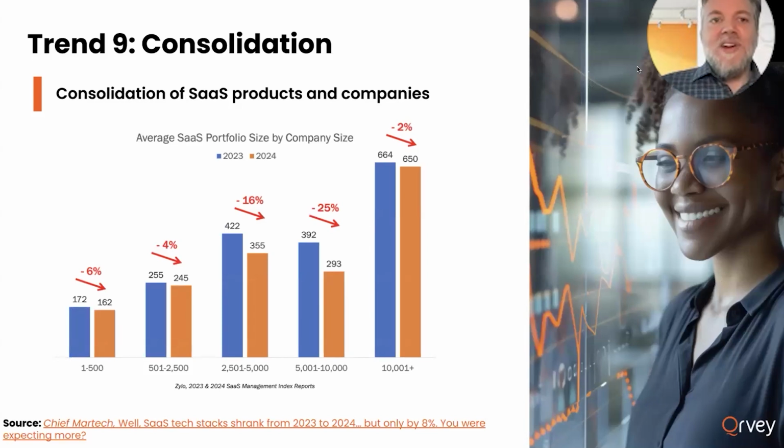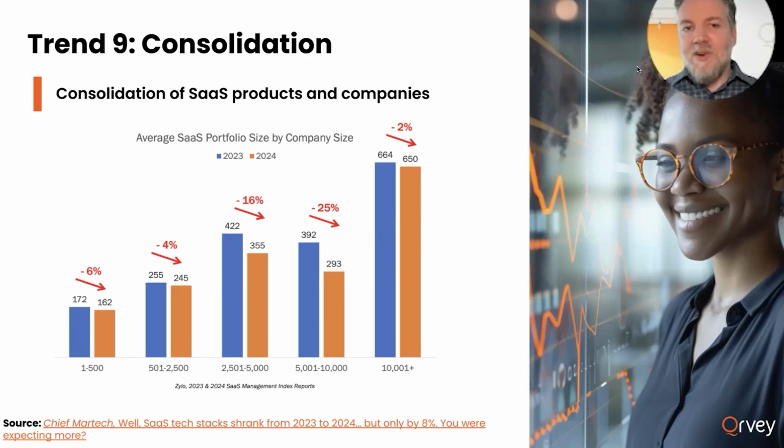All right, trend number 9, consolidation. Consolidation is really a big trend in the industry. In fact, the average number of SaaS products that companies are using is going down, but they're using those products more and more. And so a lot of companies or a lot of products are coming together. And if you're part of a business, or maybe even in your SaaS company, you've acquired products or you've started bringing together data from other products into your product as well.